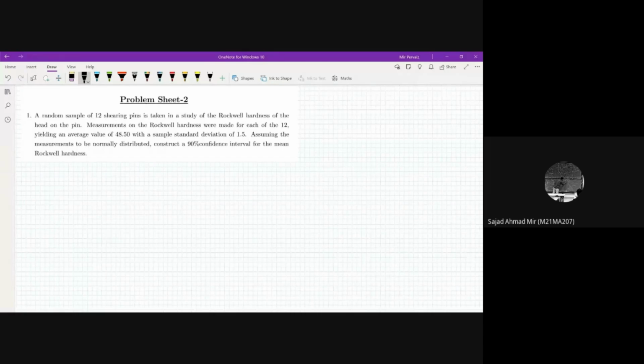Tutorial sheet 2, problem number 1. So if you have tried, that's okay. If you have not tried, let's see how we can solve this.